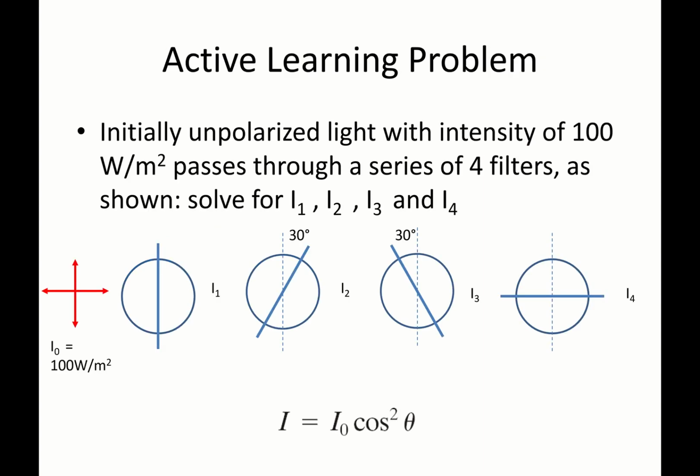All right, so what I want you to do today is a practice problem where you have light going through multiple polarizers. You start off with initially unpolarized light with an intensity of 100 watts per square meter. It goes first through a vertical polarizer and then through polarizers that are at the angles shown. And you need to calculate the intensity after each polarizer, so I1, I2, I3, and I4.